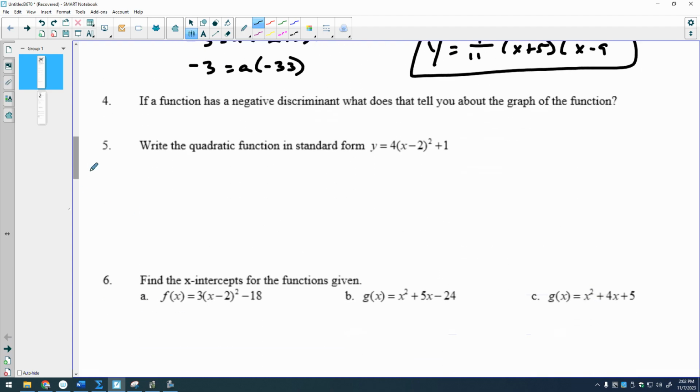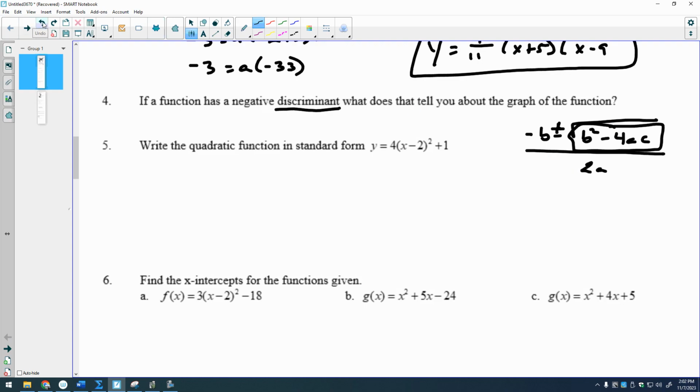Okay, question 4. Function has a negative discriminant. Remember the discriminant in my quadratic formula: negative b plus or minus the square root of b squared minus 4ac, all over 2a. That is the entire quadratic formula. That is not what we want. We only want the discriminant. This part, b squared minus 4ac, that's my discriminant.